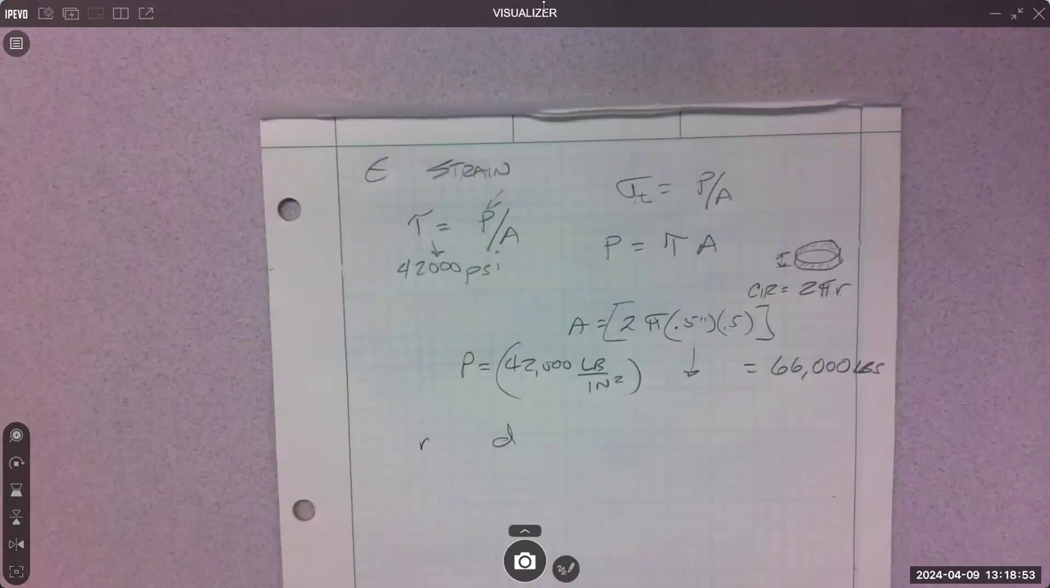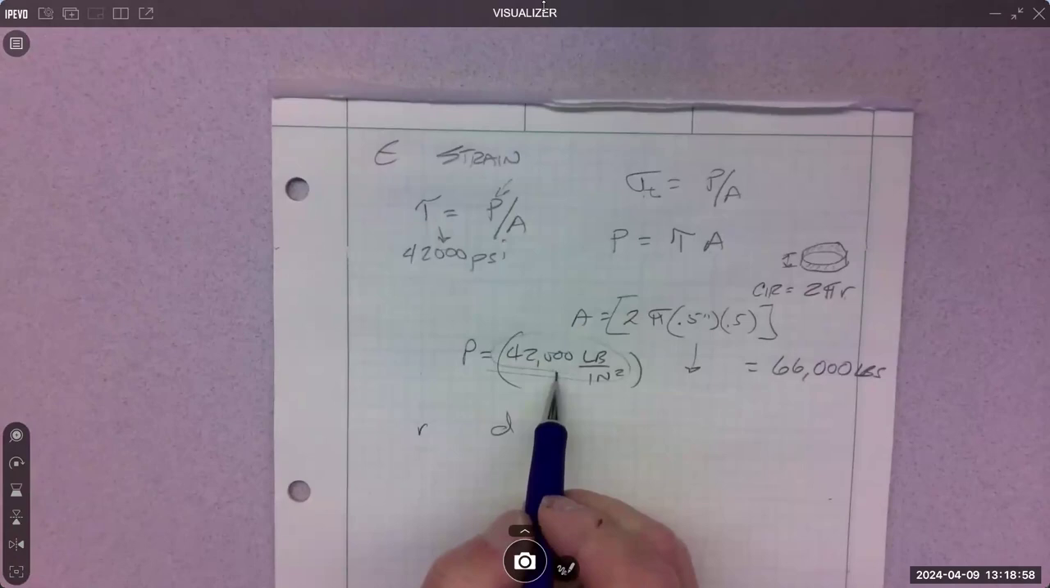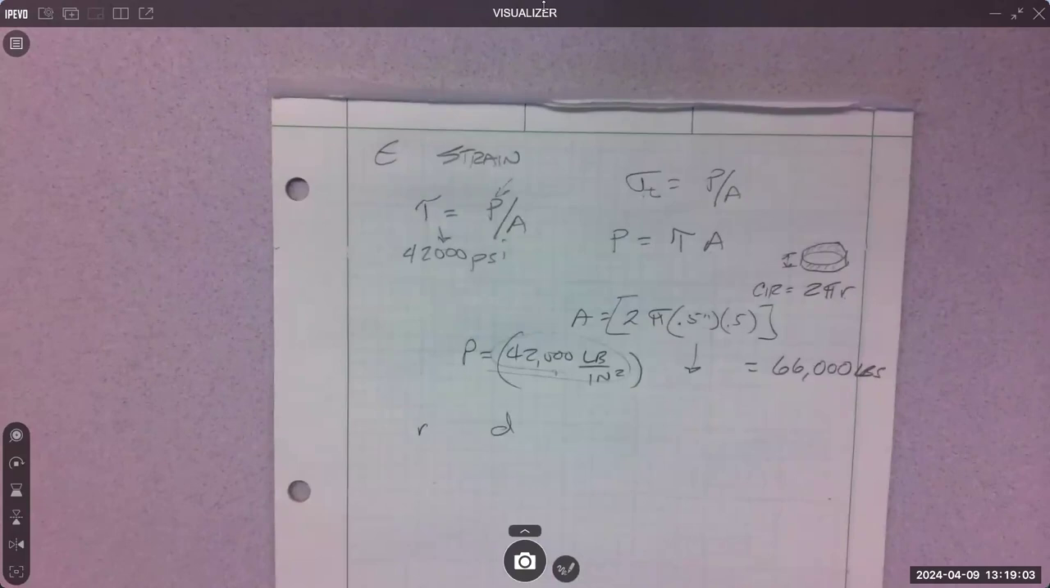Love it. You do not use the yield here. You've got to use the ultimate. Yield, the punch would just hit it and dent it. It wouldn't punch through it. So we've got to use the ultimate or the failure stress.